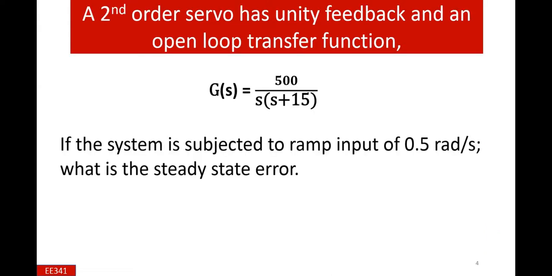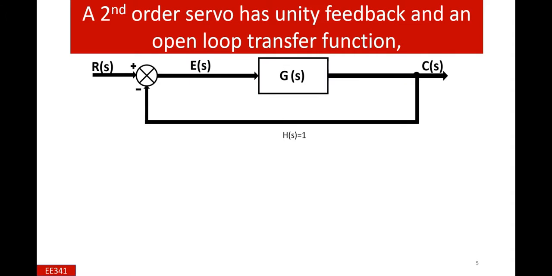We have a second order servo with unity feedback, and the open loop transfer function is given as 500 over s times (s plus 15). We want to analyze the steady state error for a ramp input of 0.5 radian per second. The block diagram representing the whole system is like this: a unity feedback with the given open loop transfer function.